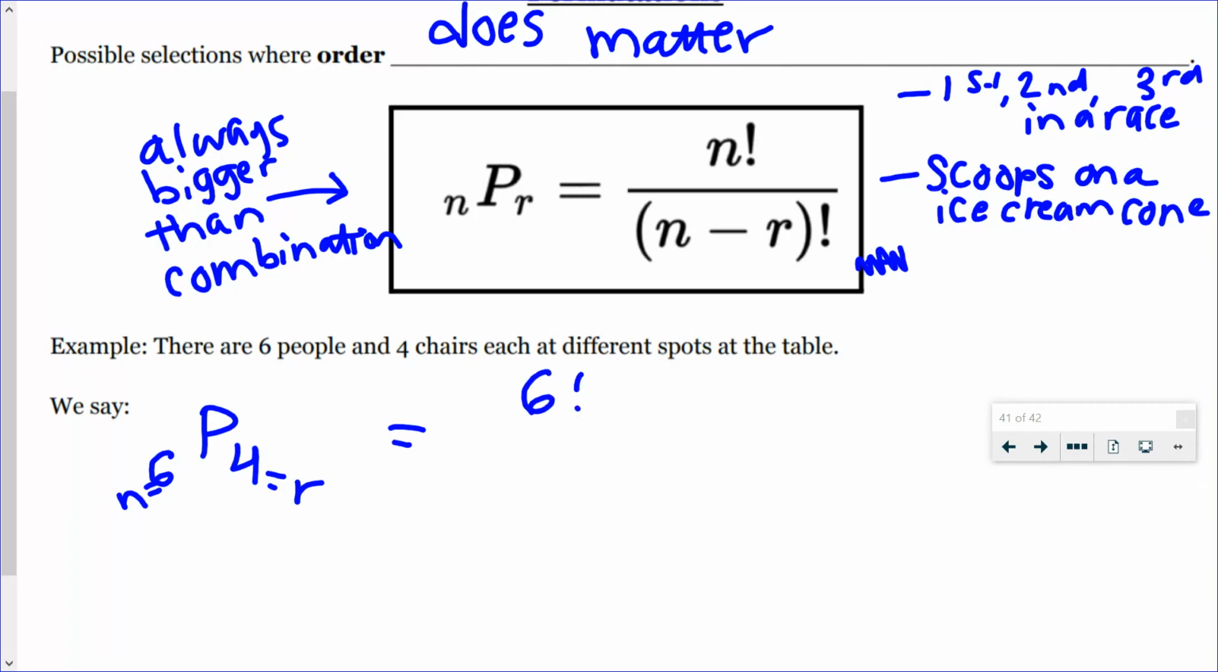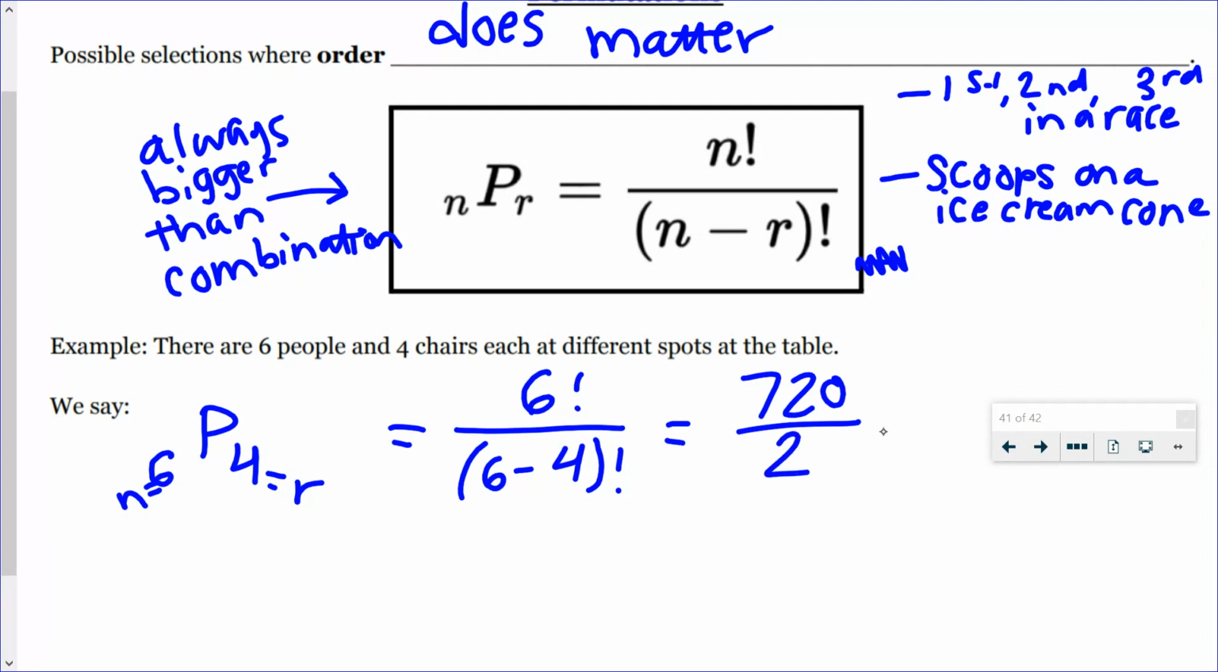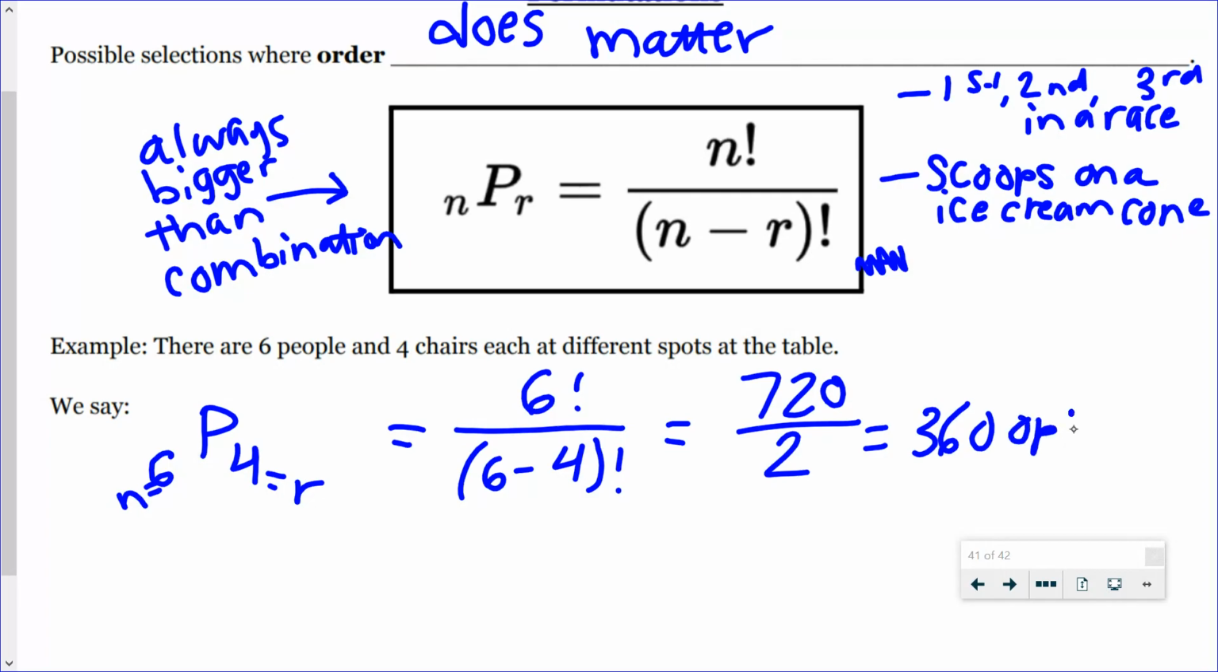So I have 6 factorial over 6 minus 4 factorial. Well, that's the same as 720 over 2, which is equal to 360. 360 options. Or arrangements, I should say. Arrangements is a little more accurate for the situation. So there are 360 different ways that 6 people can sit in 4 chairs if whether you're sitting at the head of the table or the side of the table matters, if the position matters.